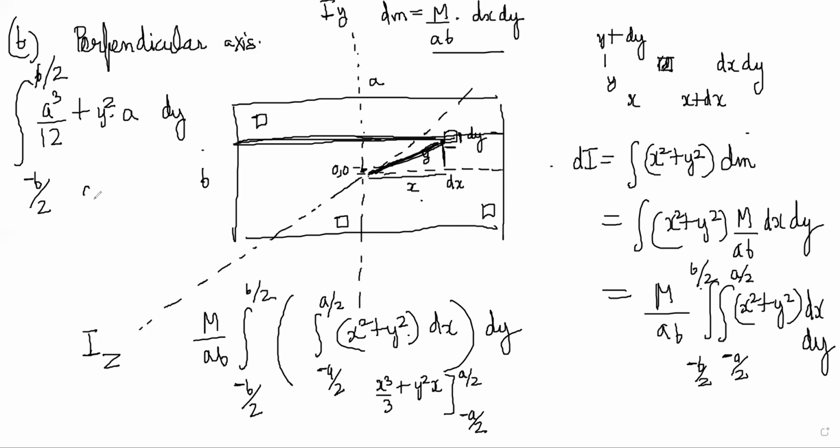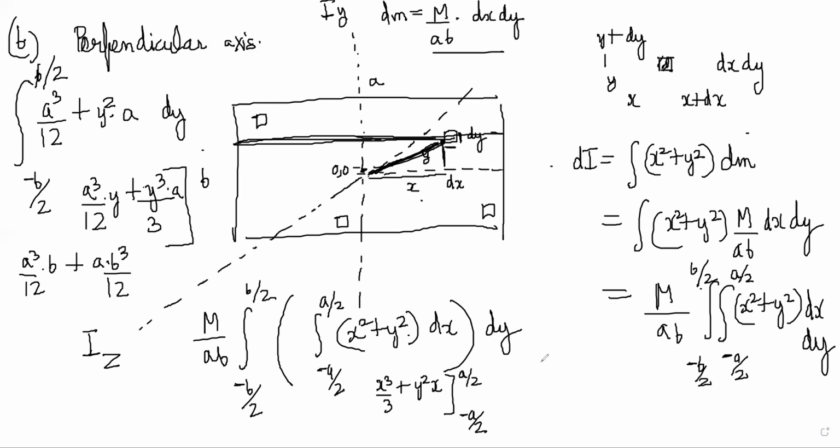So it will be a cube by 12 into y plus y cube by 3 into a. You have to vary it from minus b by 2 to b by 2. This term will become a cube by 12 into b, and this term will again become a into b cube by 12. Now you are getting the final answer m by ab into a cube b by 12 plus a b cube by 12. ab cancels and it becomes a square plus b square.